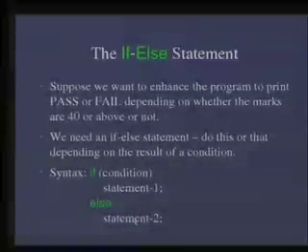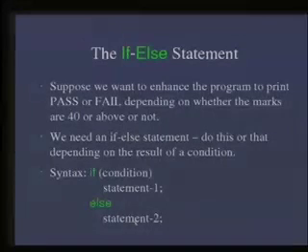Suppose we want our program written in such a fashion that it prints pass or fail depending on whether the marks are 40 or above or not. So print pass if the marks are 40 or more, or print fail if the marks are less than 40. In this case, what we need is an if-else statement, which essentially says do this or that depending on the result of a condition. So you want to evaluate a condition, in this case whether the marks are 40 or more or not, and if that is true, then execute some statement, otherwise execute some other statement.